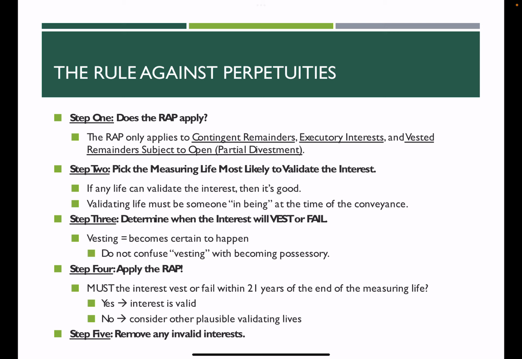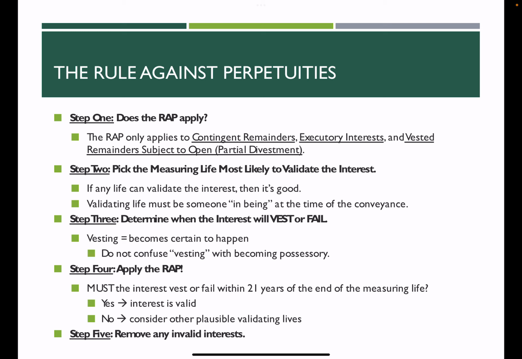Okay, so with that general background in mind, let's take a look at the 5-step process outlined by Professor Fagundes. So remember that the RAP applies to individual interests within a conveyance, not to the conveyance as a whole. So the question then is to which specific interest does it apply? Luckily, there's only 3 that you have to worry about, as it only applies to contingent remainders, executory interests, and vested remainders subject to open. So if you have a present possessory estate or a future interest in a grantor, then you don't even have to worry about the RAP.